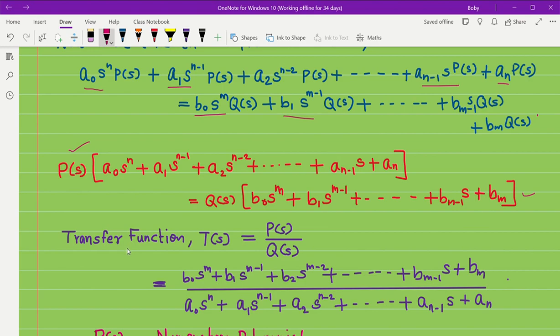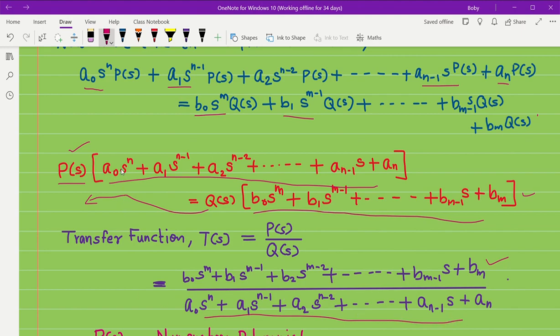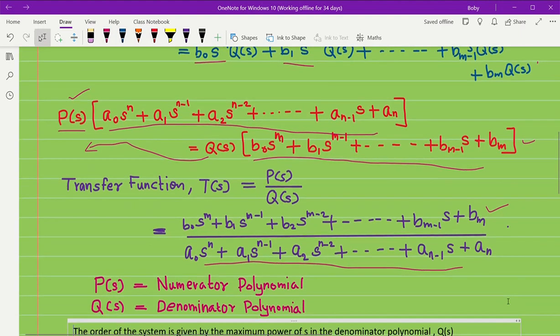So now we are getting the transfer function T of s, that is output divided by input, that is P of s divided by Q of s. Okay, Q of s goes to the denominator from the right hand side. Now in the right hand side we can see the remaining term b0 s power m up to bm. That is divided by the term from the left hand side, which goes to the denominator, a0 s power n up to an. So that is the transfer function of the system.